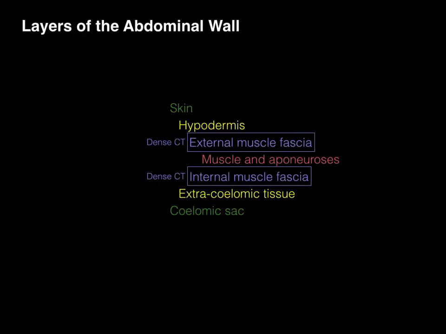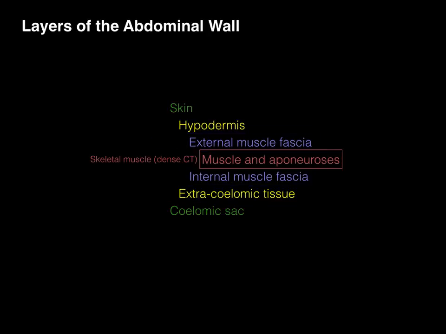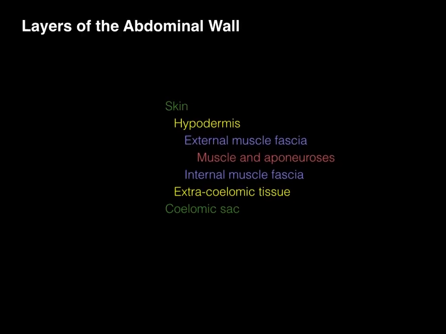The external muscle and internal muscle fascia is dense connective tissue, and it forms a sandwich of top and bottom layers of bread to the muscle and aponeuroses, the skeletal muscle, with the dense connective tissue regularly arranged, making up the aponeuroses. And so there is that, the colors representing the symmetry in the histology of these 7 layers going from out, external to deep.